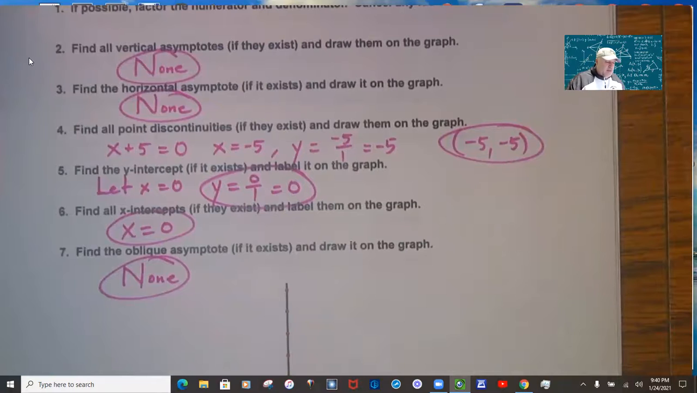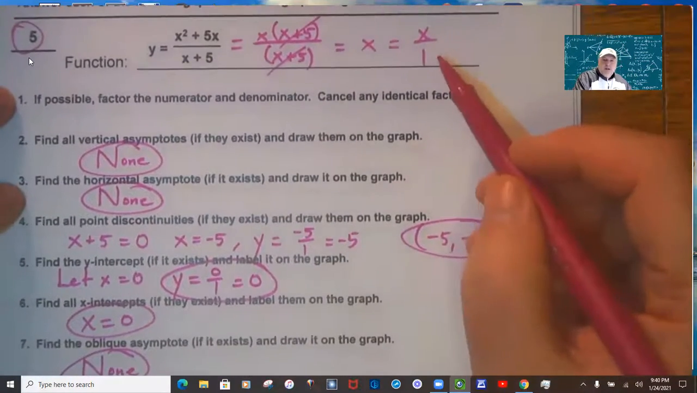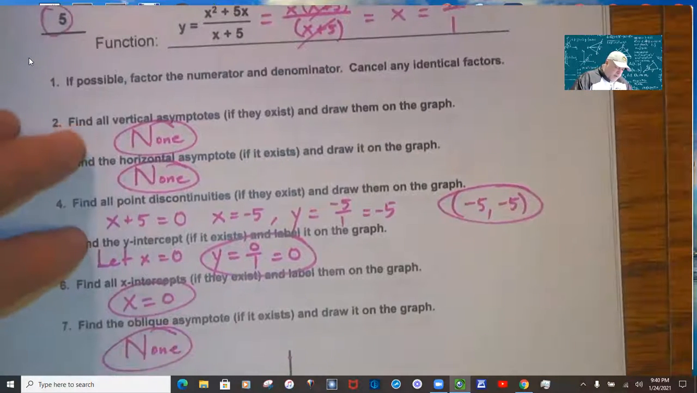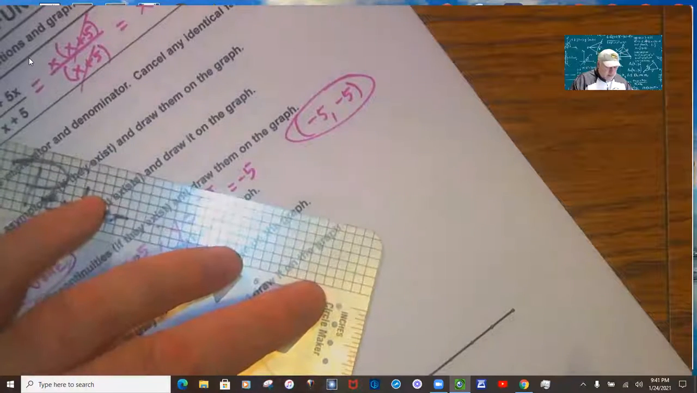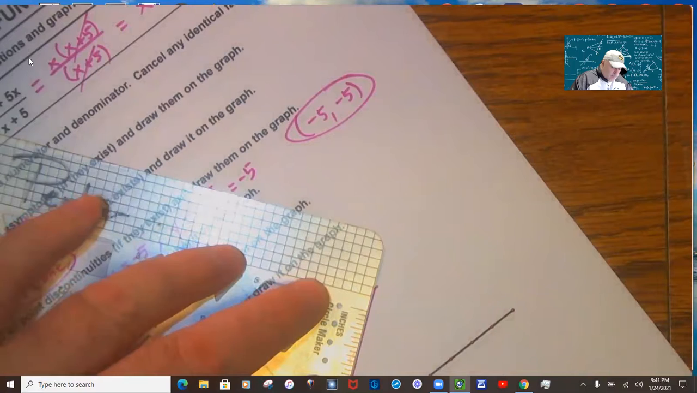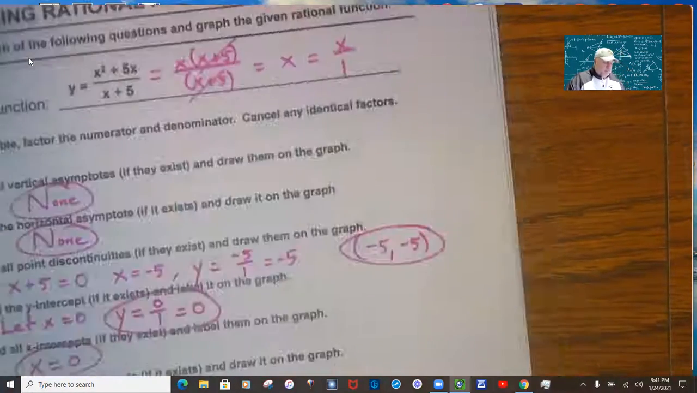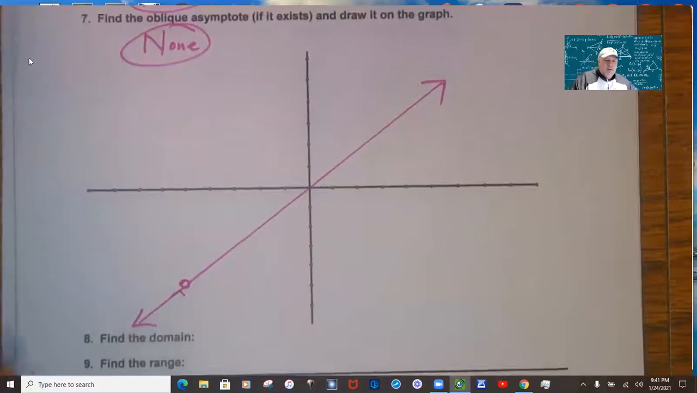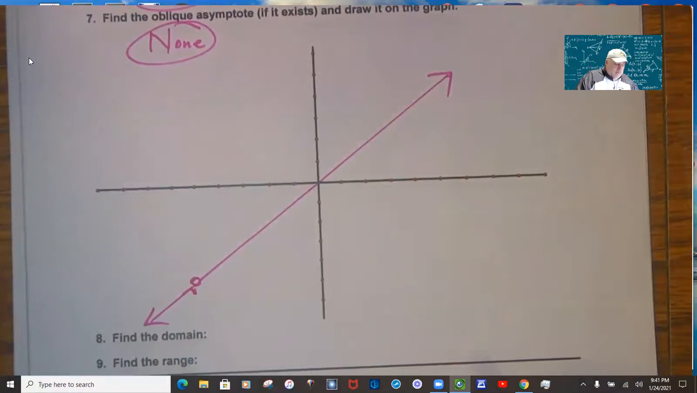So we don't have any of these asymptotes. What is this going to look like? This is going to look like a line. And sometimes this happens. It's going to be this graph with a hole at -5, -5. 2, 3, 4, 5. And that's it. So how would you know? I mean, again, you can look at your graphing calculator. There it is. Never mind that little mistake there. That's what it looks like.